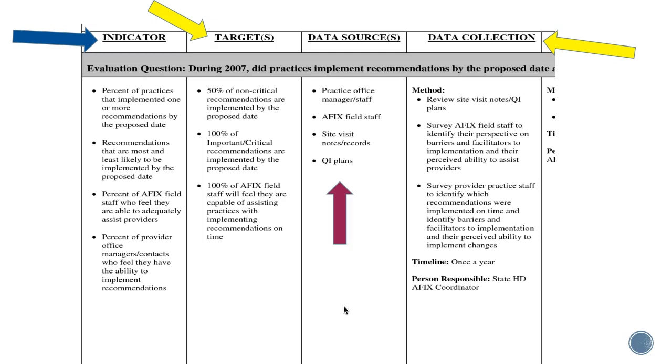Here's a fuller table that has several of the items listed here, what the indicator is, so what indicators can be, what the targets are. So if the indicator is percent of practices that implemented one or more recommendations by the proposed date, we're looking for 50% of non-critical recommendations being implemented by the proposed date. Where are we going to find this information? Who and where or what are our data sources? And then how are we going to collect that data? What's the method by which we'll do that?